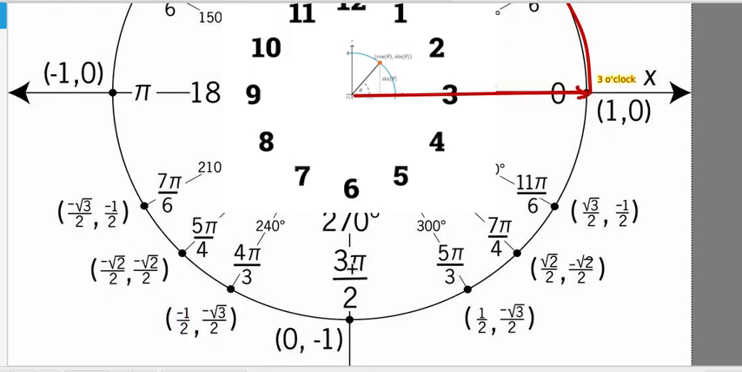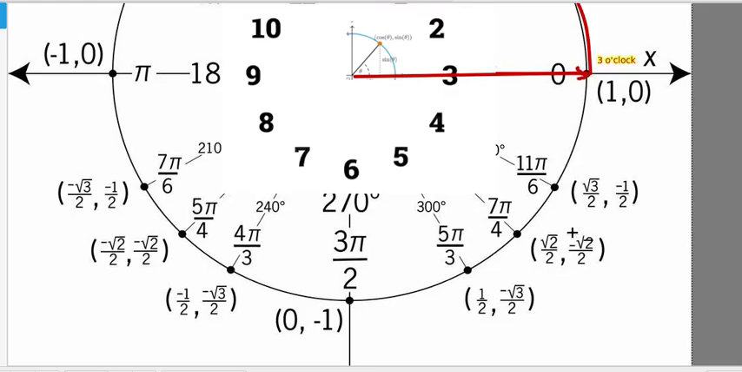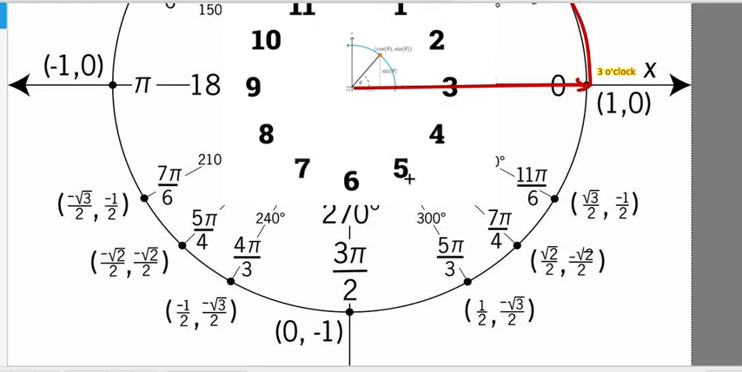4. 4:30, 315 degrees or 7 pi divided by 4 radians. Picture the clock hand halfway between 6 o'clock and 3 o'clock. This is 315 degrees or 7 pi divided by 4 radians. The coordinates are square root of 2 divided by 2, negative square root of 2 divided by 2. These are approximately 0.7, negative 0.7.